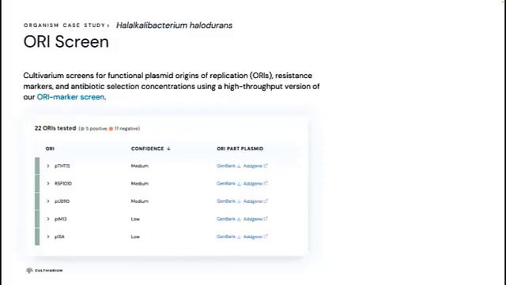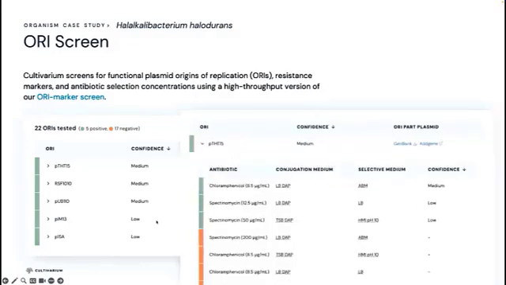For example, you can see all the ORIs that were functional in this organism. And for each functional ORI, like PTHT15, we provide the antibiotic marker that yielded the positive results in green, chloramphenicol and spectinomycin in this case, and in red, the markers that didn't work. And we also display the concentration for the antibiotics that we used. We also provide confidence levels for these origins of replication to be functional in the organisms that we screen.